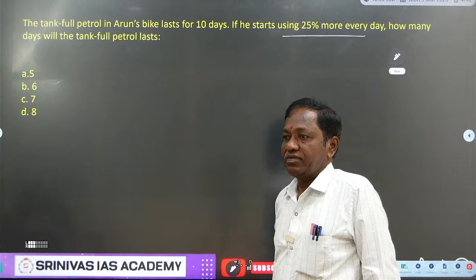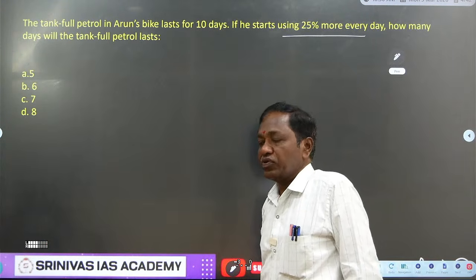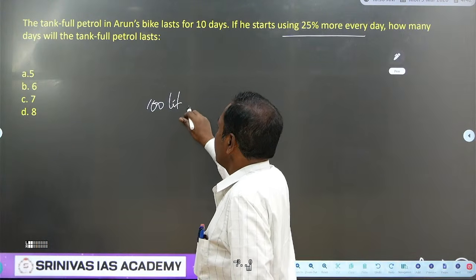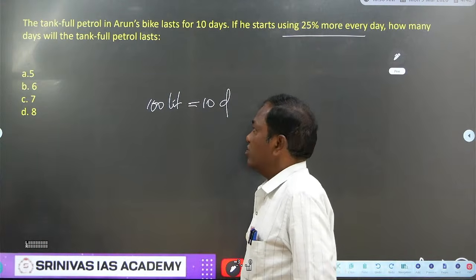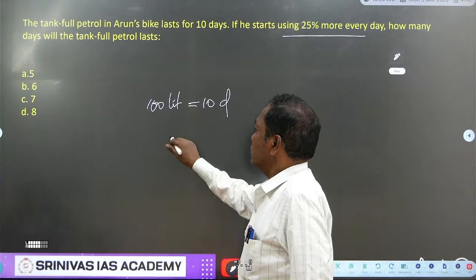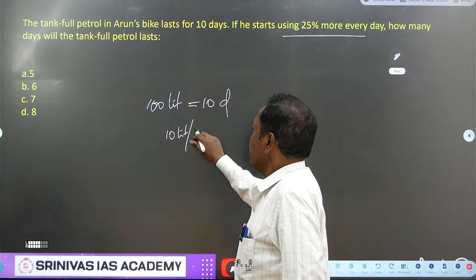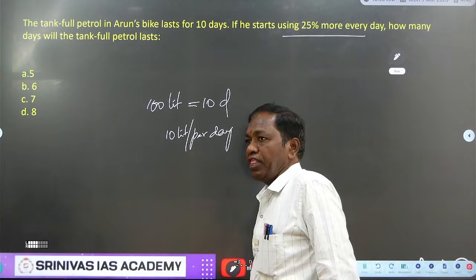How do you do that? Sir, let us assume a full tank of petrol equals 100 liters. Okay, you can assume. 100 liters equals 10 days. So he is using 10 liters per day. Per day, 25% more means using 12.5 liters per day.